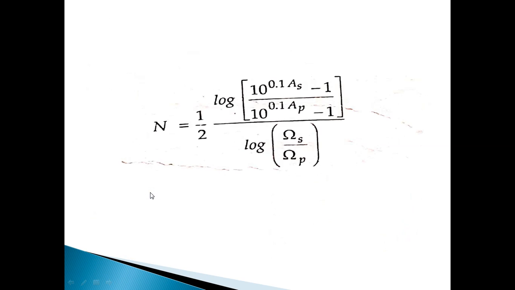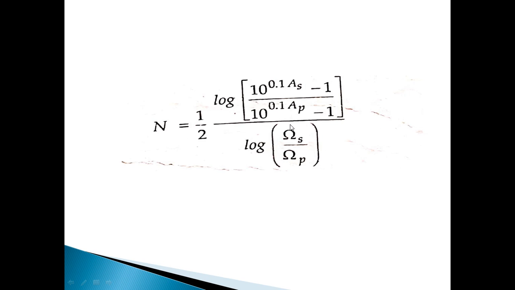Then next, how to calculate the order of the filter. The order of the filter can be calculated using this formula: n is equal to 1 by 2 log of (10 power 0.1 AS minus 1) divided by (10 power 0.1 AP minus 1). These two values are in dB, which is divided by log of omega s by omega p.